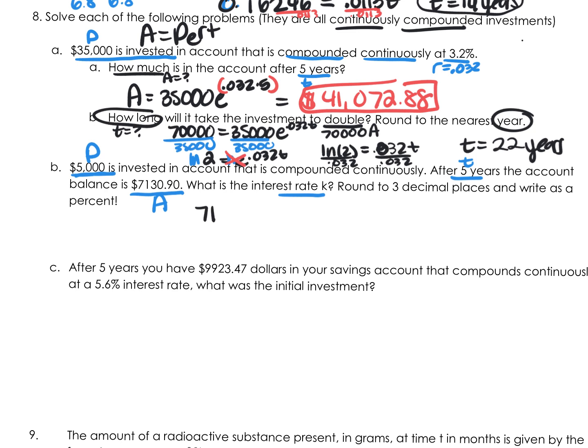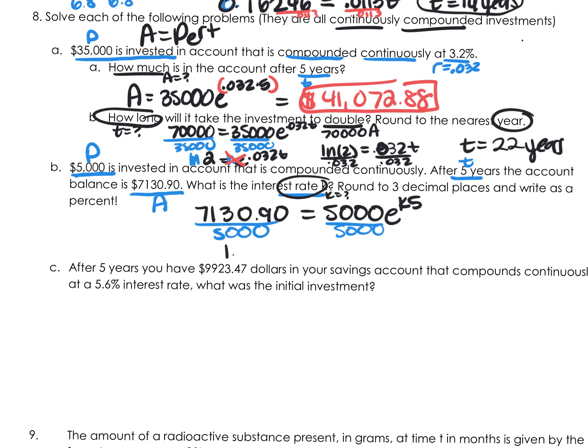So we'll have our ending amount, and we plug in 5 for t. We're looking for k. So we'll start by dividing by 5,000. We'll get 1.4261.